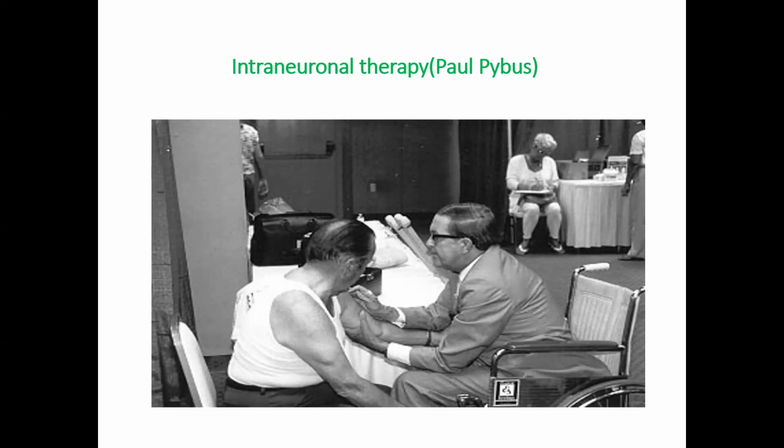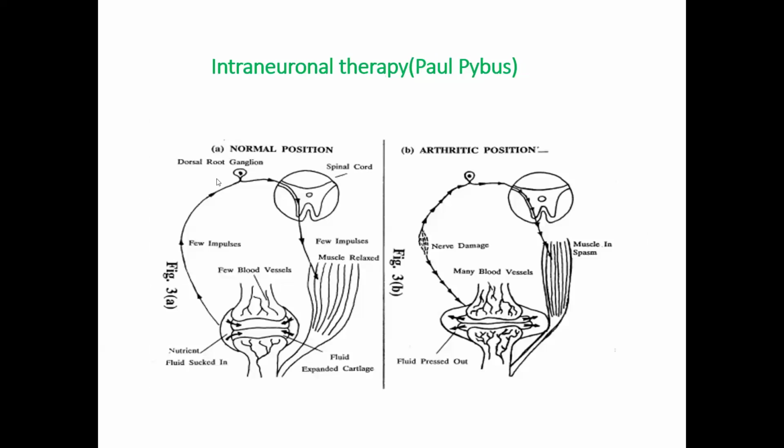And remember that we talked about the Hilton theory, or Hilton's law, that the skin is connected, the muscle is connected to the joint. So when you inject in these nerves, it helps with the pain that you have in your joints. And you can see this from this picture here. It does help with the nerve damage that happens around the joints and the muscle spasm.